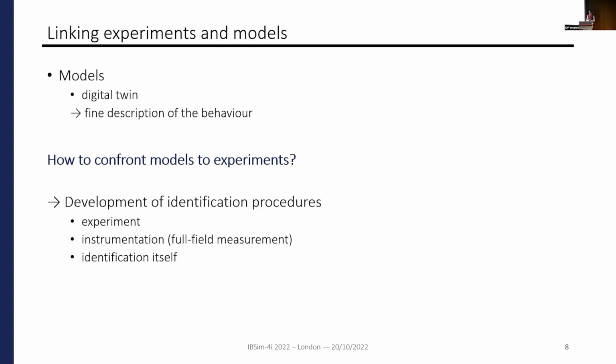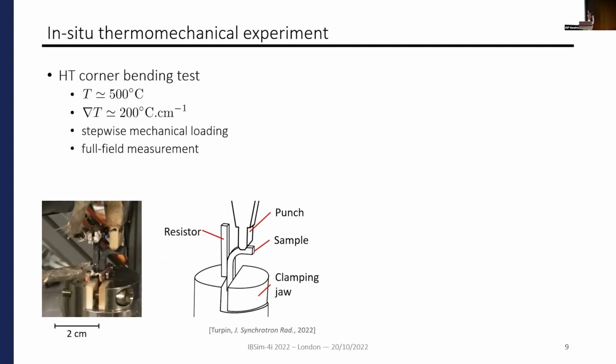So we developed an identification procedure. Inside the identification procedure, I include the development of the experiment, the way the instrumentation was made, and the identification process itself. The in situ experiment we made, we call it a high temperature corner bending test, because the sample has a corner shape.